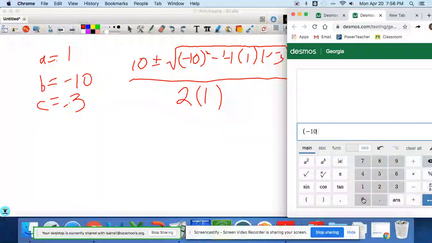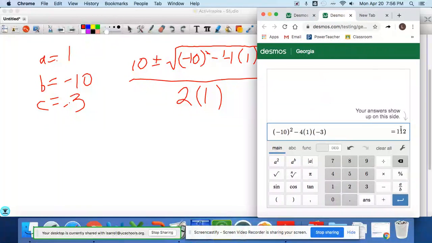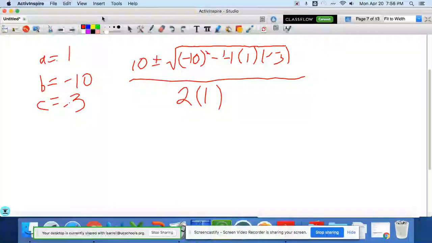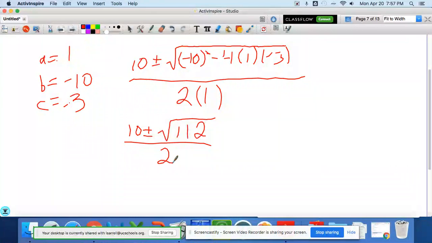It is negative 10 squared minus 4 times 1 times negative 3. And if I move over a little bit, you'll see our answer should be a positive 112. So I've got 10 plus or minus the square root of 112 over 2 times 1, which is 2. Now, this one says in simplest form. That should be a big hint. Hey, maybe there's something here to simplify.